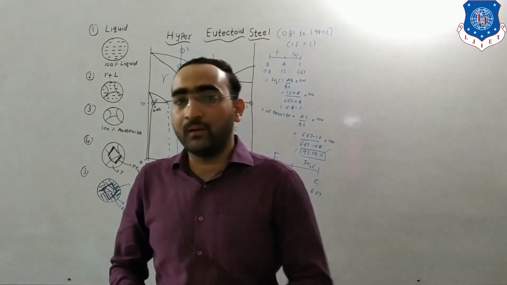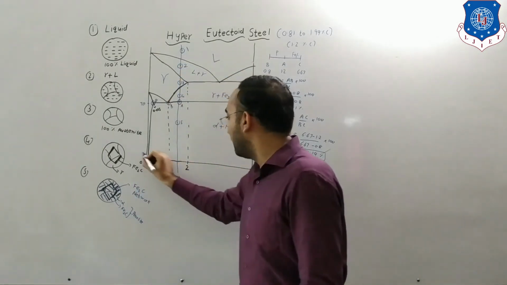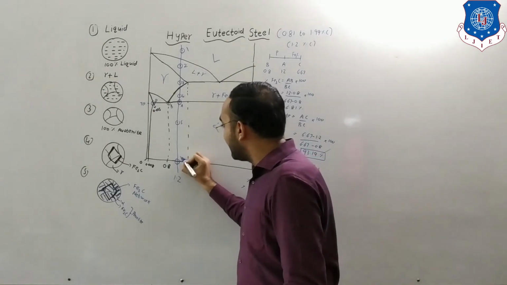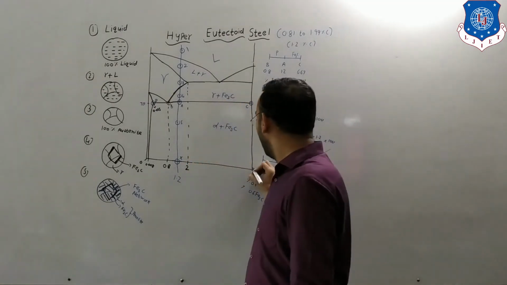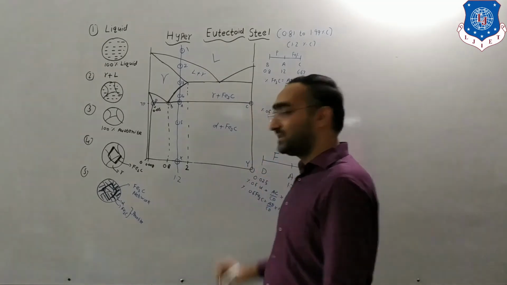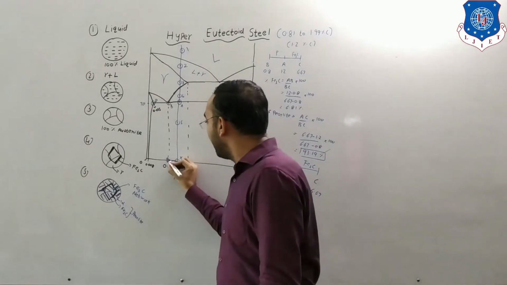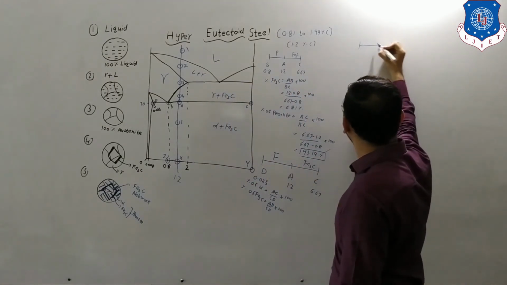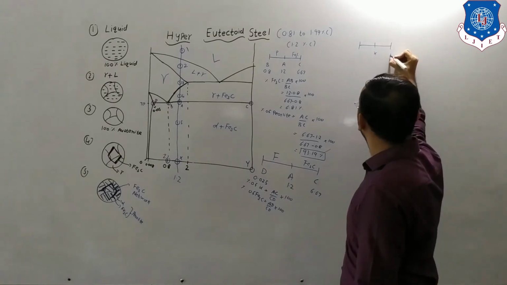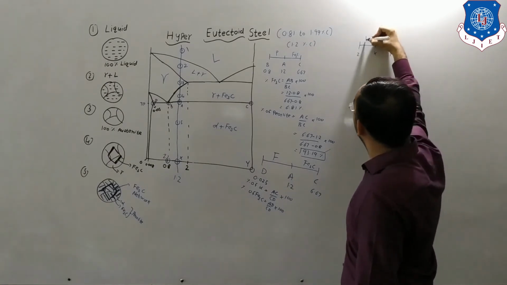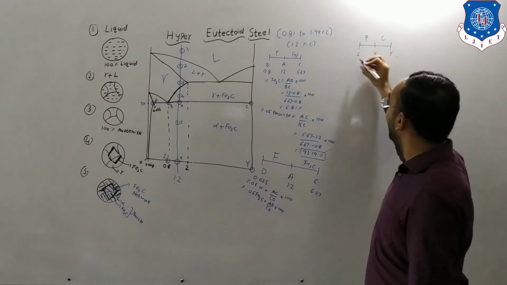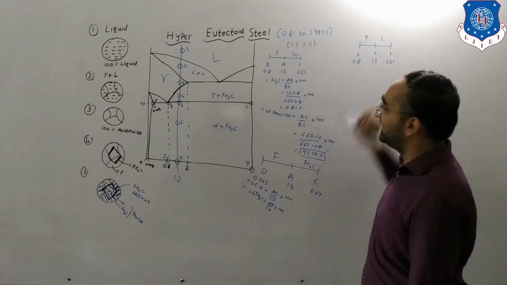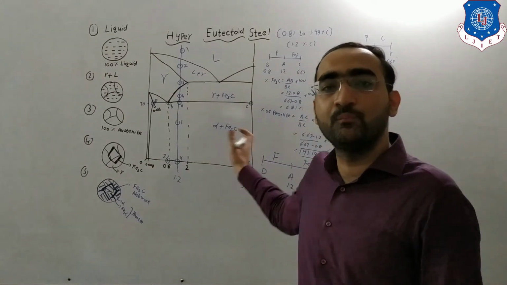The same things will be applied when we move to our baseline, that is the room temperature line. That means your X falls over 1.2, Y falls on 6.67, and Z falls over here. So X, Y, Z. This is our pearlite, this is our cementite. Here it will be 0.8, 1.2, 6.67. So there will be no change in the composition over here.